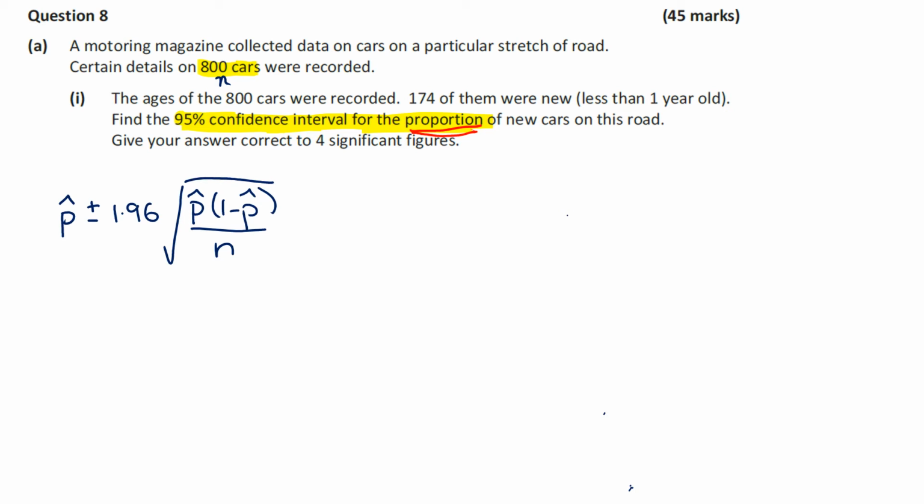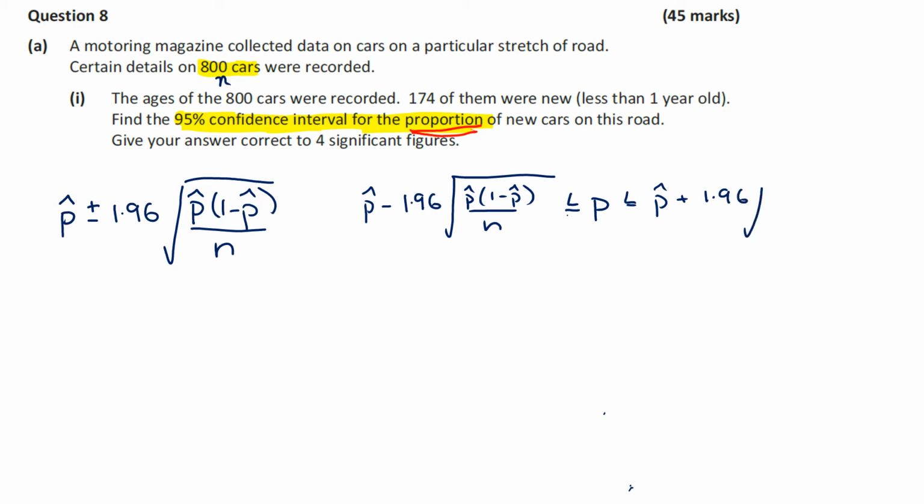Showing it in full, it's going to be p hat, smallest one first, so we're going to subtract first 1.96 square root of p hat (1 minus p hat) all over n is less than or equal to p, the proportion, less than or equal to p hat plus 1.96. And again, we're working with the standard error of the mean. So that's p hat bracket 1 minus p hat over n.